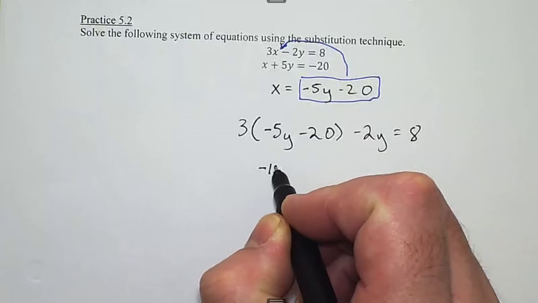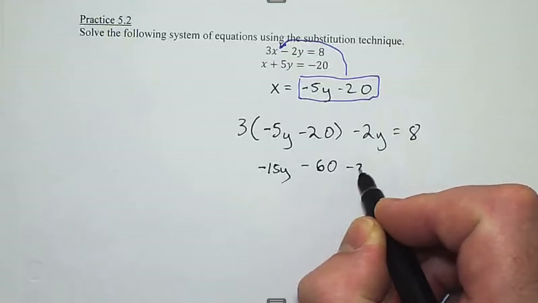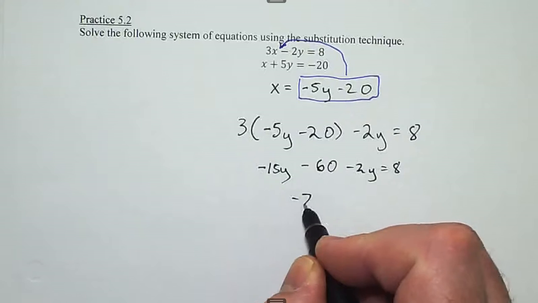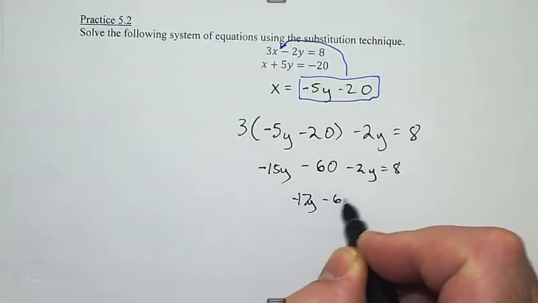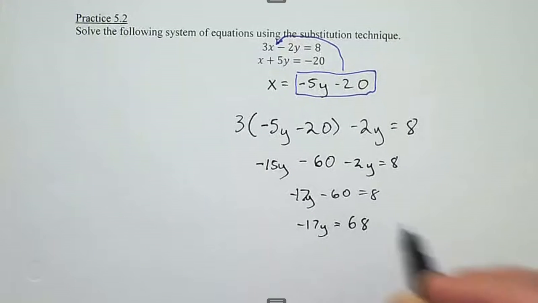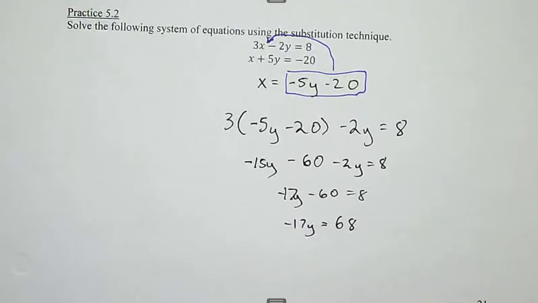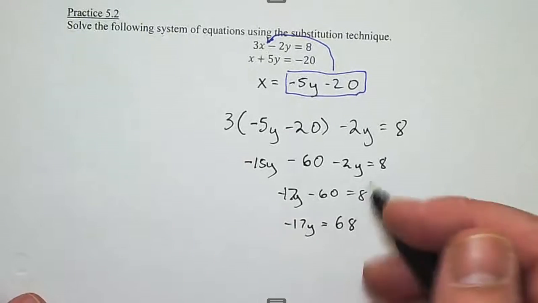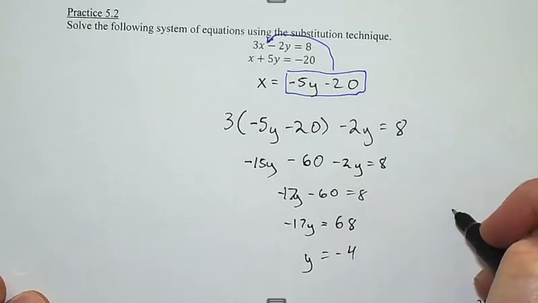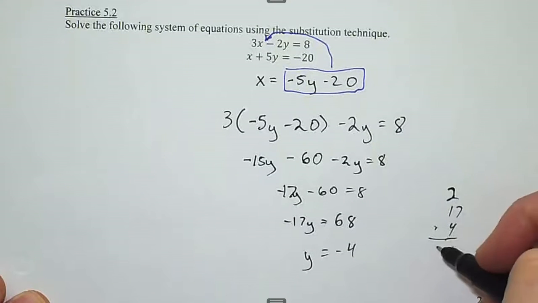So that's a negative 15y when I distribute, minus 60 minus 2y is equal to 8. That makes negative 17y. And add 60 and I get 68. And I'm just going to bet that I chose a whole number here. So I think that that's 4. Isn't it negative 4? Yeah. If you just check the multiplication, 17 times 4, so definitely.